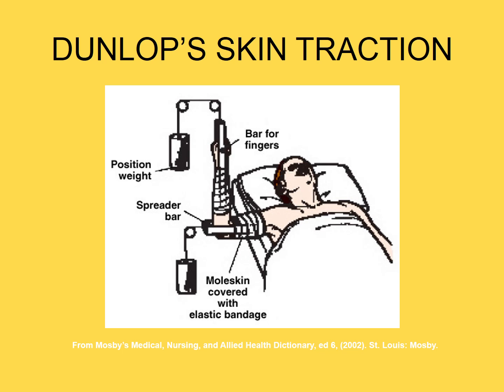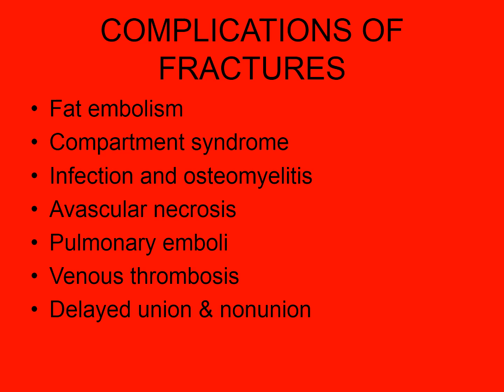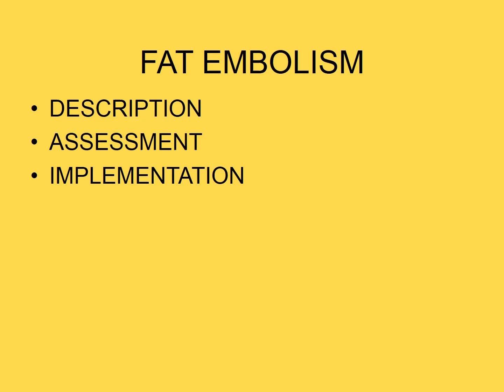Next slide. So there are some complications of fracture: fat embolism, compartment syndrome, infection and osteomyelitis, avascular necrosis, pulmonary embolism, venous thrombosis, and delayed union and nonunion. We're going to talk about each one of these. Next slide.